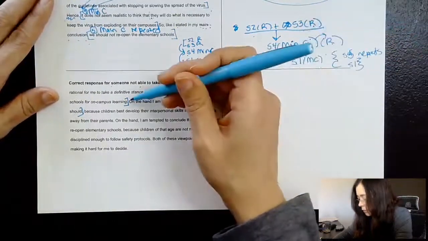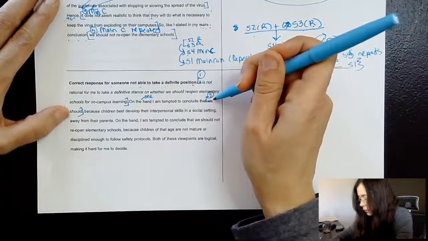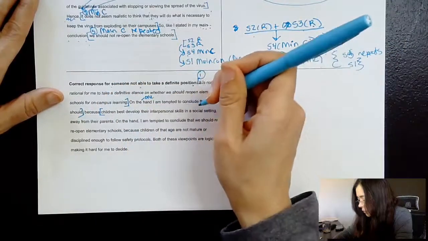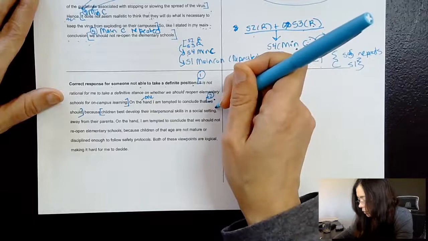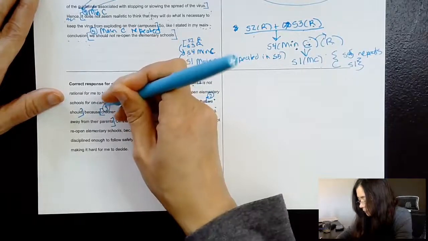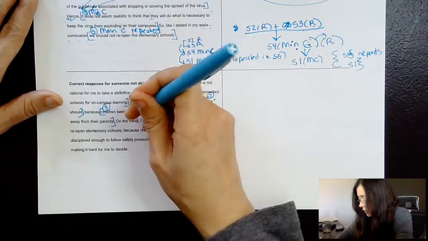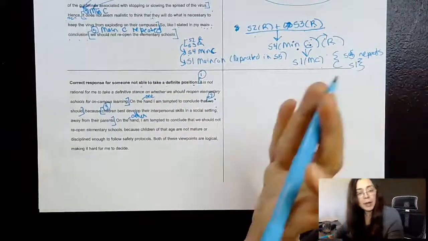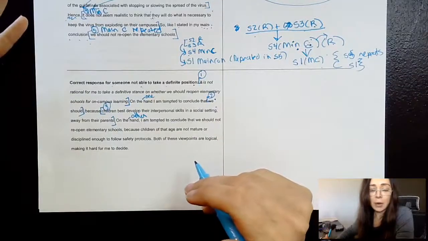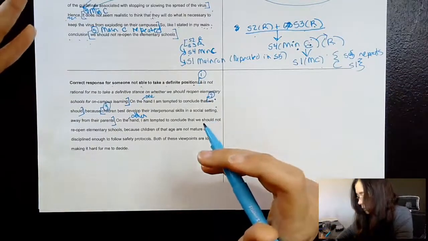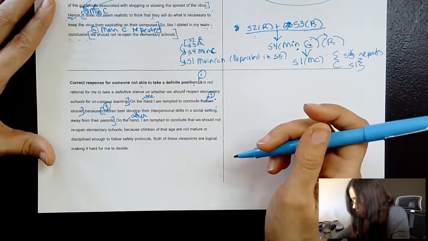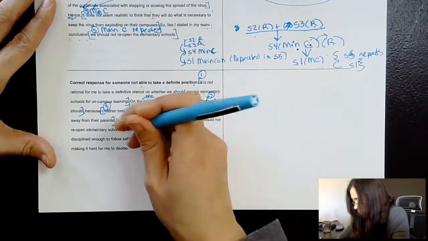I could have put the opening bracket here, but this is really the core of the statement, though it's severely paraphrased, which is fine. Because, and then we've got children best develop their interpersonal skills in a social setting away from their parents. So that's statement 3. This should say, on the other hand, wow. Okay, so see, even these little things can get by me, and I worked on this for like 3 or 4 hours, and I probably did 3 or 4 drafts, and something still got by me. On the other hand, I am tempted to conclude that we should not reopen elementary schools.